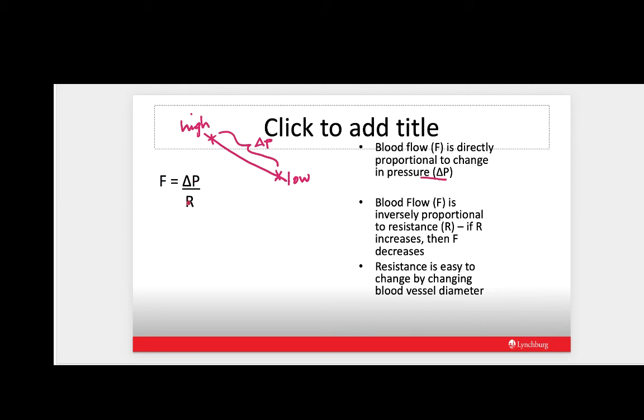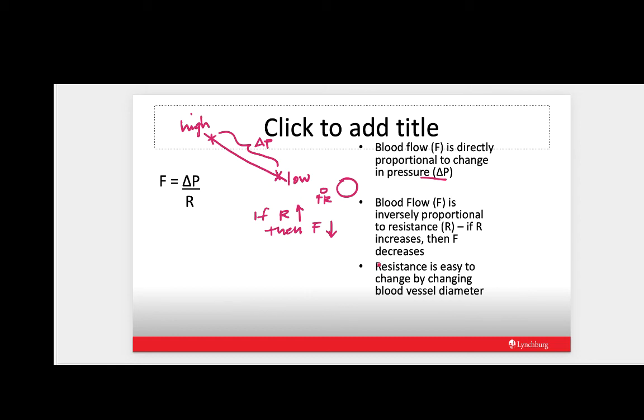Flow is going to have an inverse relationship to resistance. So this means that if resistance increases, then flow is going to decrease. And that makes sense. So if you're trying to drink out of the little straw versus the big straw, in this scenario, we have increased resistance. What's happening to our flow? It's going to decrease. So this relationship between flow and resistance is going to be inverse.